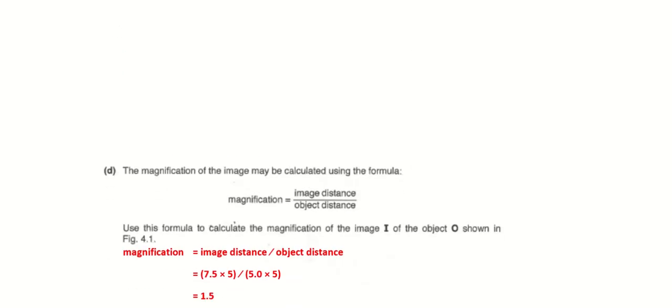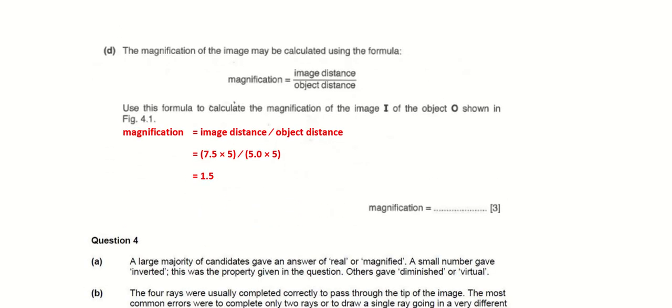Now magnification is image distance over object distance. So again, you do a measurement, and you will get a magnification of 1.5. So just like that, you get 3 marks, which you don't really get nowadays.